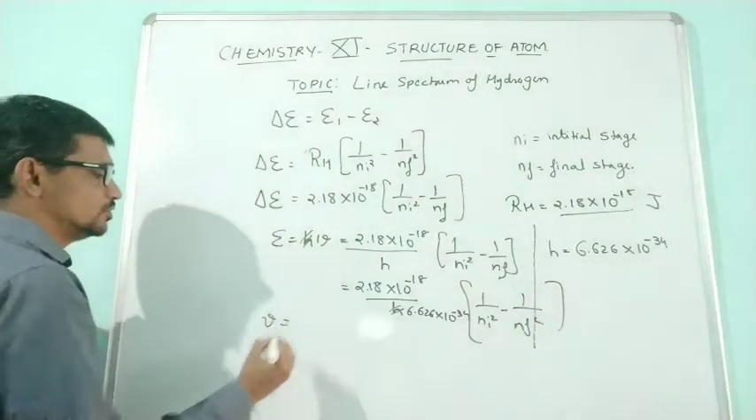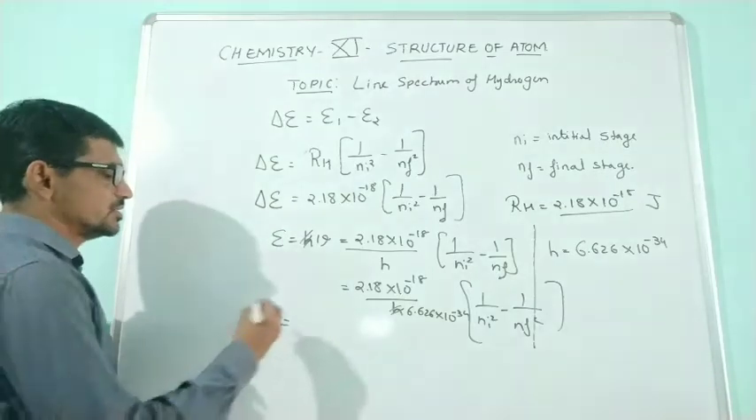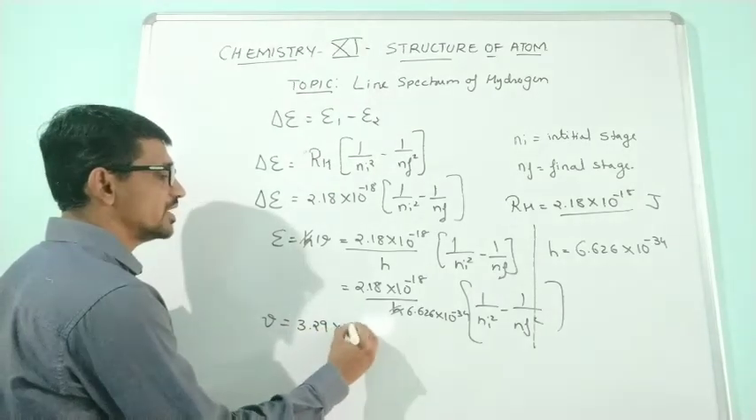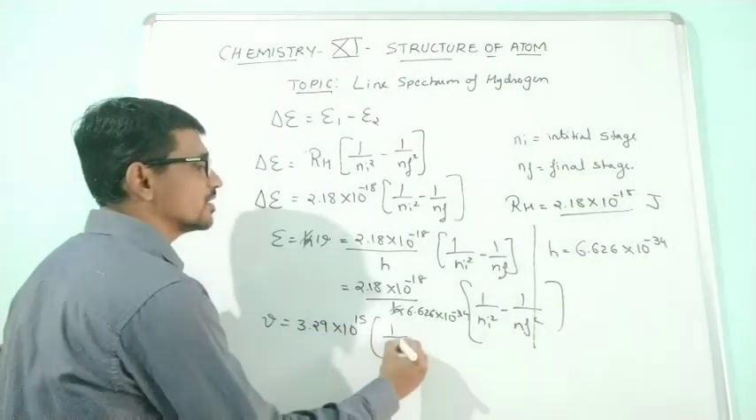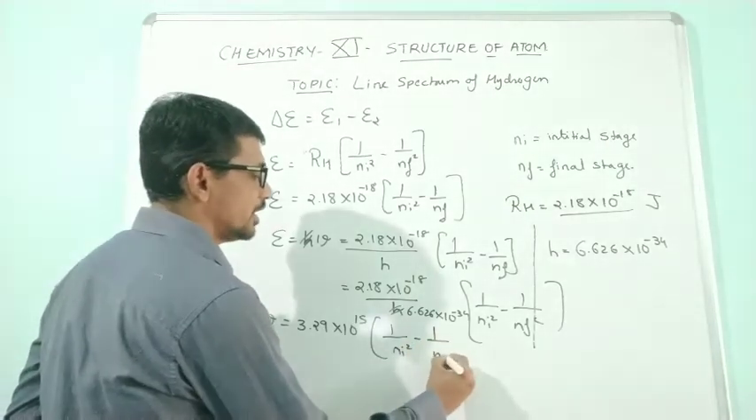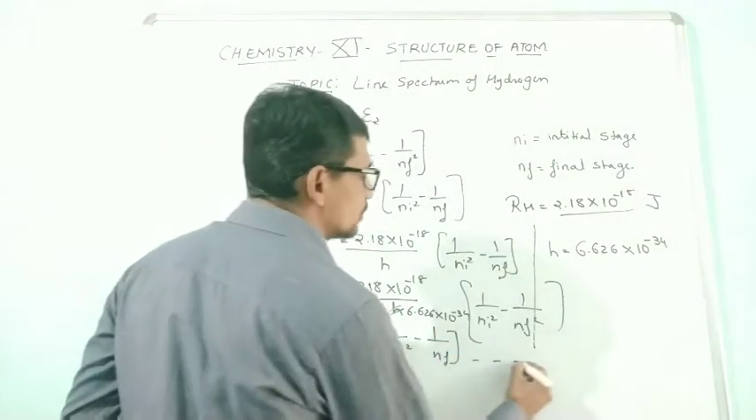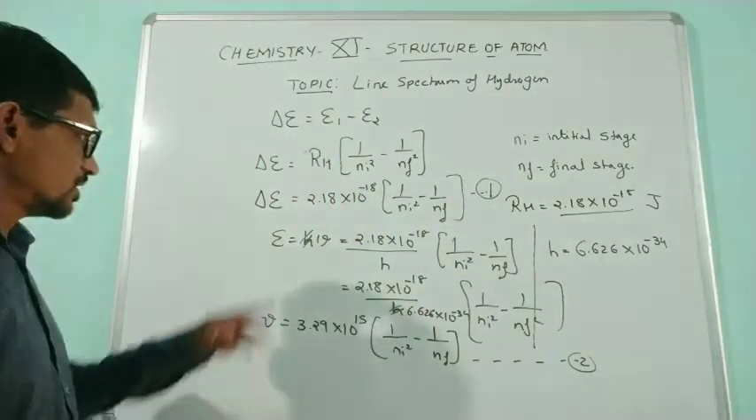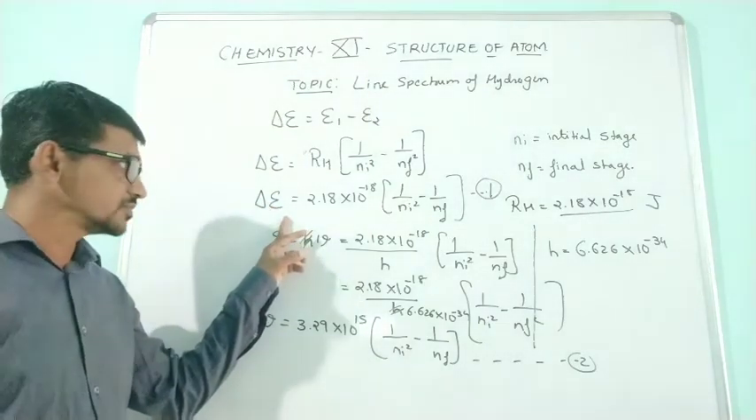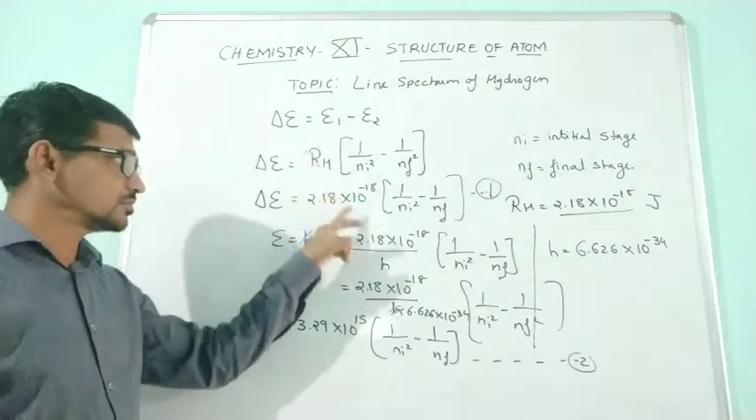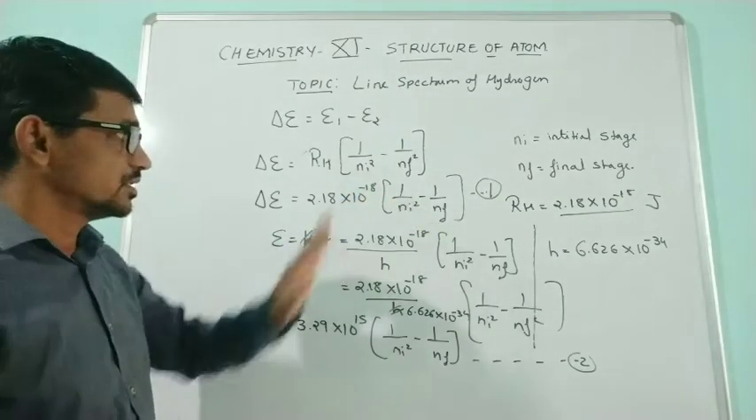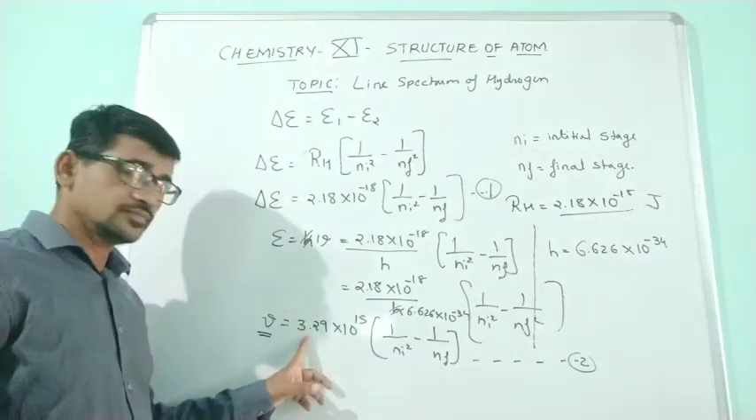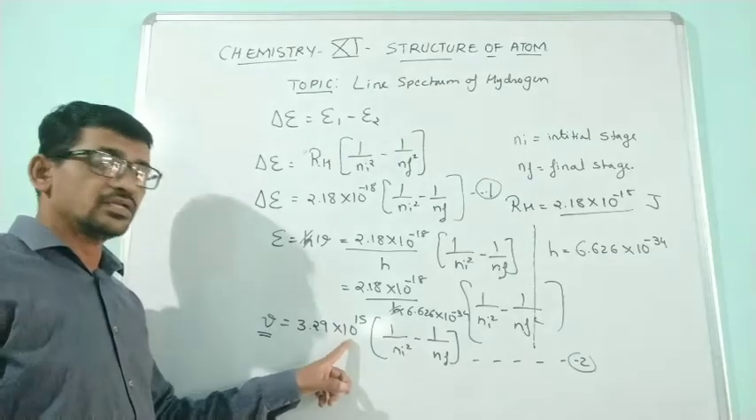Then mu, that is frequency, comes to 3.29 multiplied by 10 raised to 15 into the bracket 1 upon Ni square minus 1 upon Nf square. So this is equation number 2, and the first one is equation number 1. Again I revise equation number 1: change in energy is 2.18 into 10 raised to minus 18 into the bracket. But if it is frequency, then its value changes to 3.29 into 10 raised to 15.